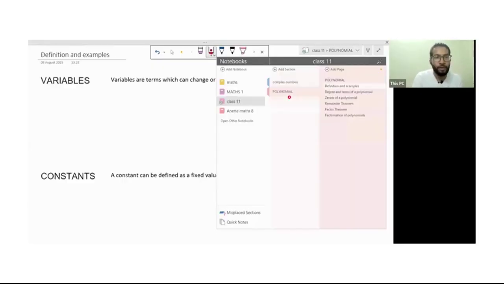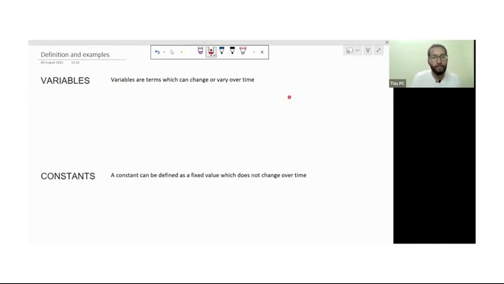First of all, there are some prerequisites which we need to understand actually what are polynomials. So first of all, we will learn what are variables. So as you can see, it is written in the screen, variables are the terms which can change or vary over time. Okay, this is the word which we have to keep in mind, change or vary over time.